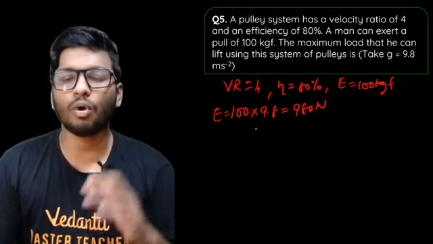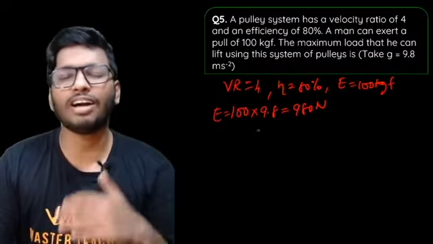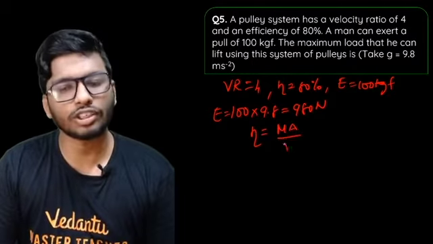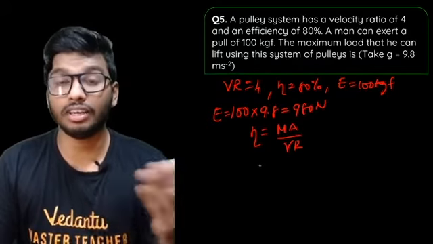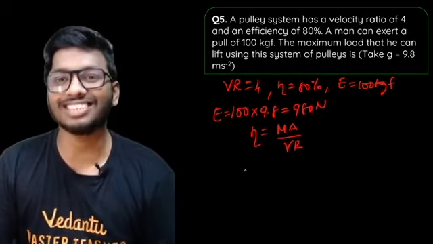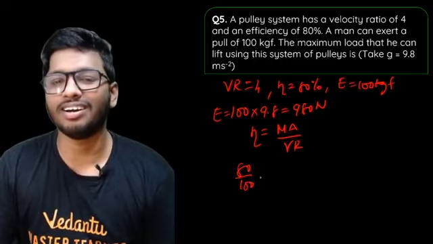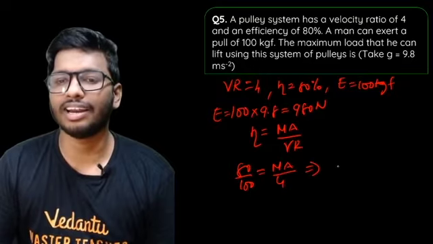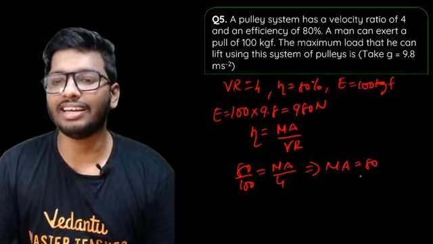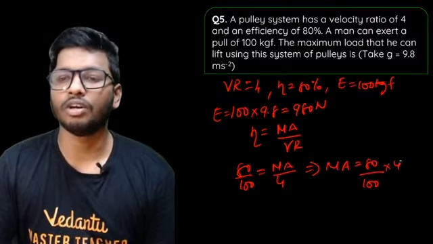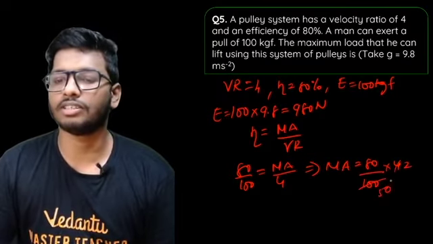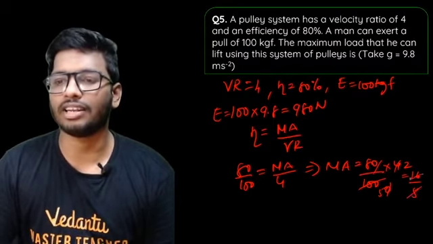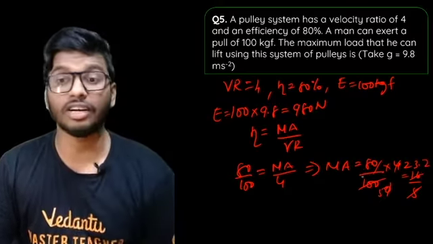So first thing first, guys, according to the given data, find out the mechanical advantage. Why? Because efficiency is equal to mechanical advantage by velocity ratio. I know the efficiency is 80%, so 80 divided by 100 is equal to mechanical advantage by velocity ratio, which is 4. So what will I get? Mechanical advantage is equal to 80 divided by 100 into 4. 0, 0 gets cancelled, so you'll get 8 into 4, 32 by 10, so you'll get 3.2. So the mechanical advantage is 3.2.